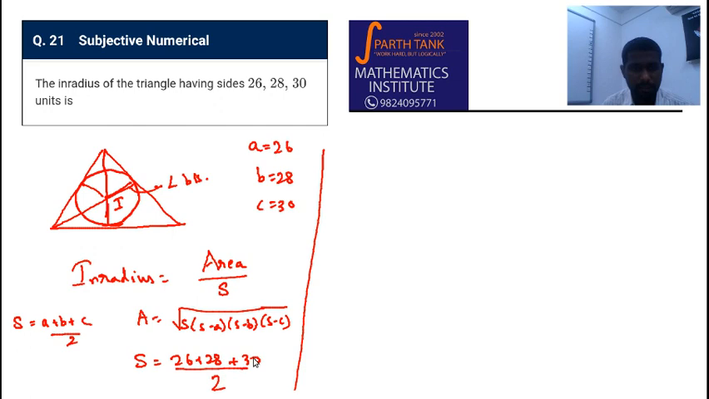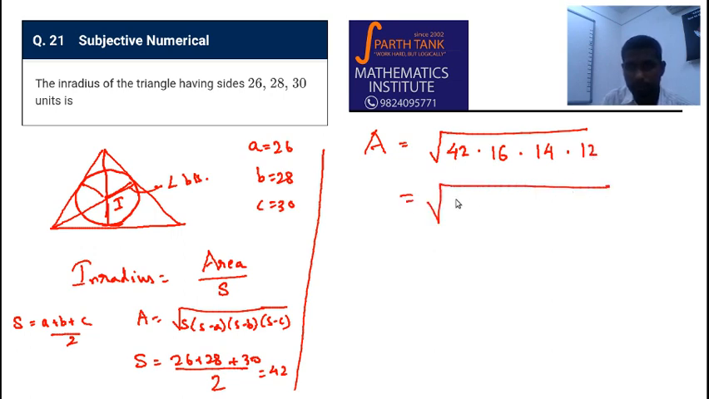So this would give me 84 by 2, or 42. And then let's calculate the area. Area will be square root of 42 into 42 minus 26, which is 16, 42 minus 28 is 14, and 42 minus 30 is 12. So if I rewrite 42 as 14 into 3, into 16, into 14, into 12.